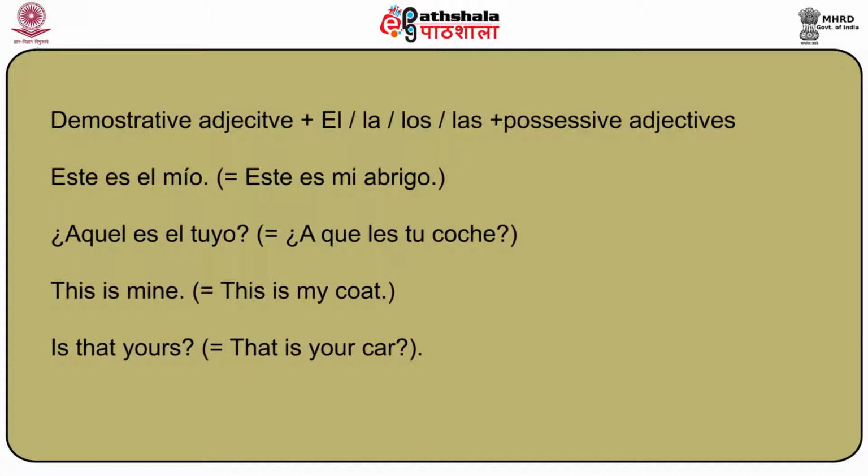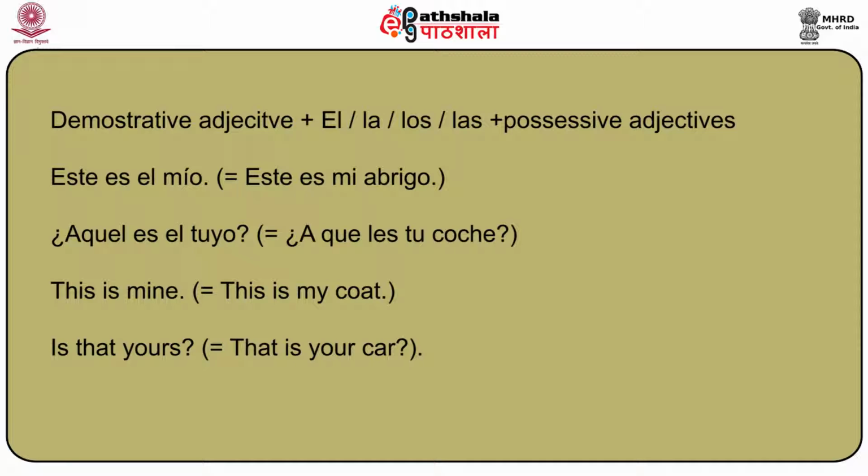The demonstrative adjective plus the definite articles plus the possessive adjectives. Let us see some example. Este es el mío, which is the same as saying este es mi abrigo. Here, abrigo has been replaced by el mío. I repeat, este es el mío.